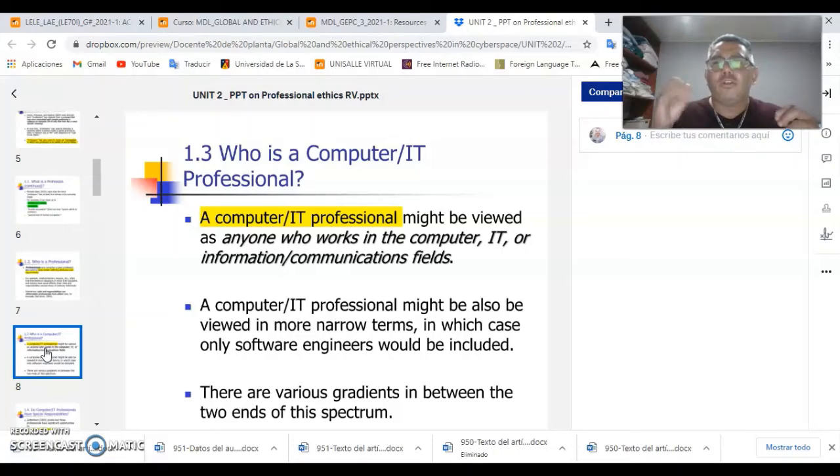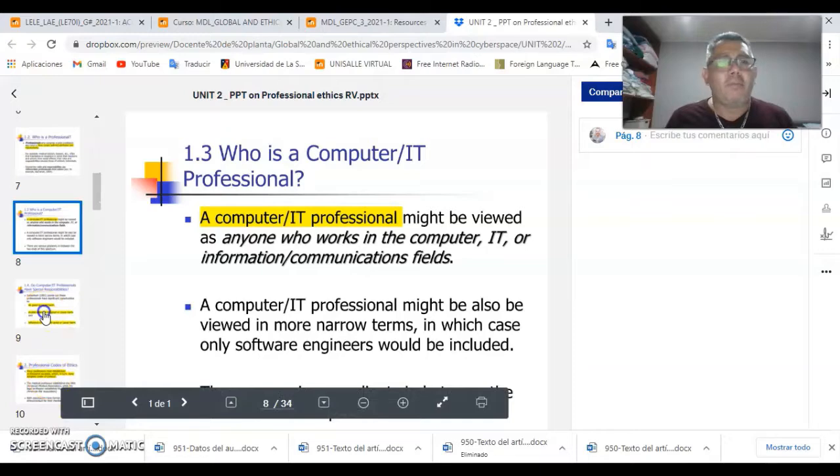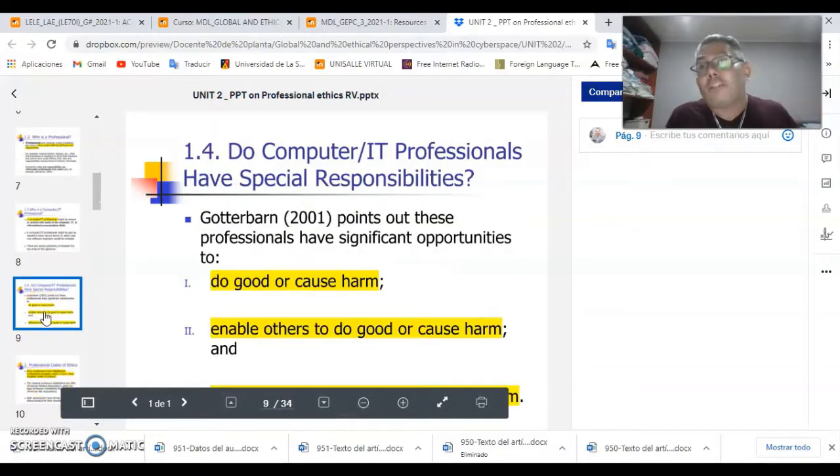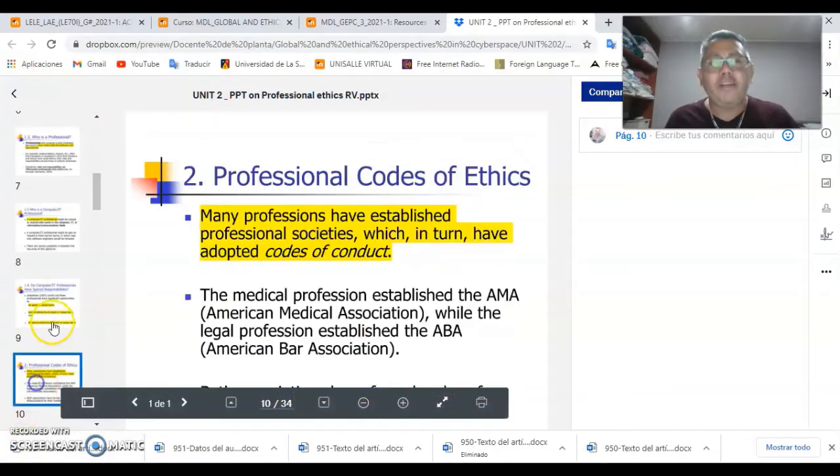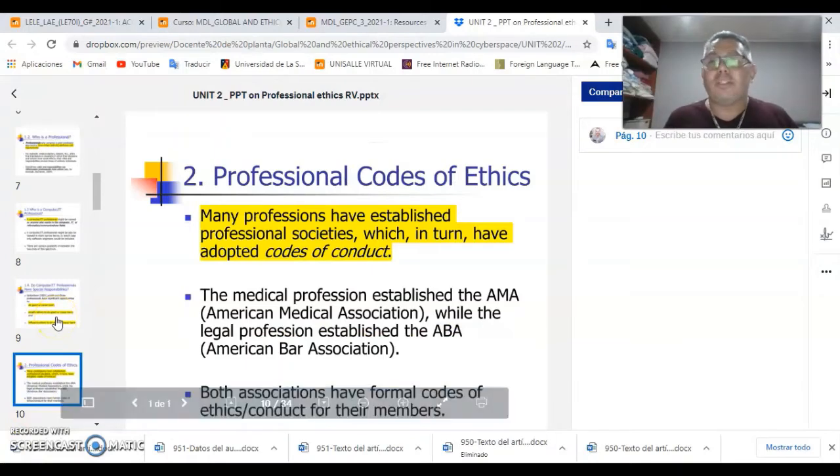In other words, should we change? Should we adapt? What should we do when computers and technology are part of our work? The question: do we have responsibilities that are different when computers and information technology are included? Yes, no. Well, here you will see some discussion about that.